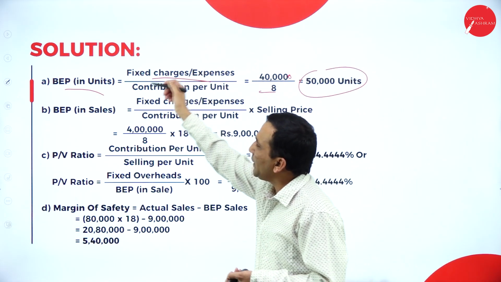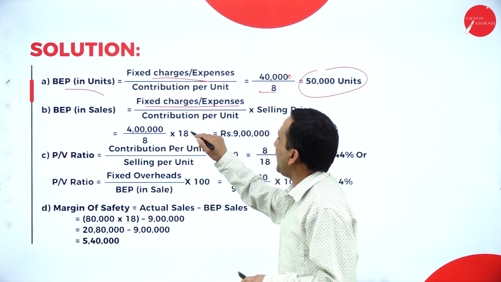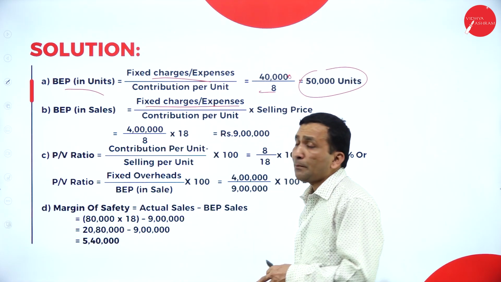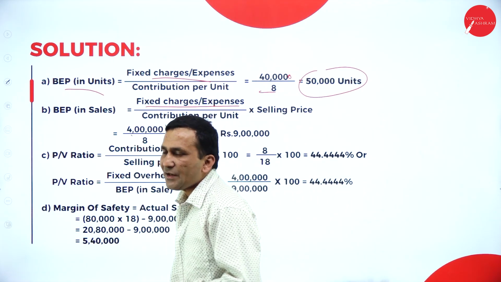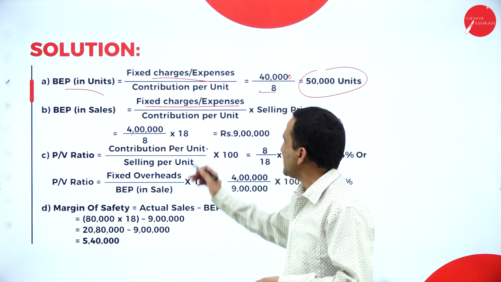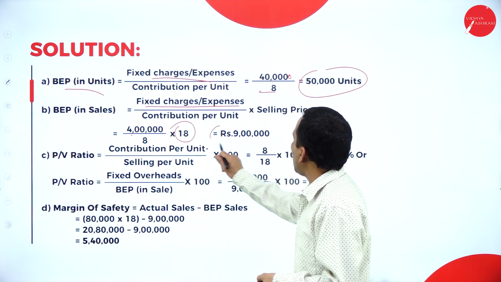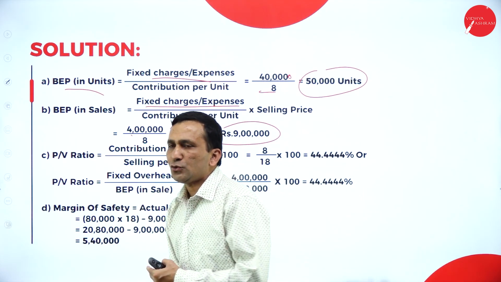Either you can depend on this formula or one more formula. Fixed expense divided by contribution per unit into selling price. Okay, so fixed expense 4 lakhs is given, contribution 8 is given, new selling price is 18. So obviously 9 lakhs we are getting. Okay, the sales value.